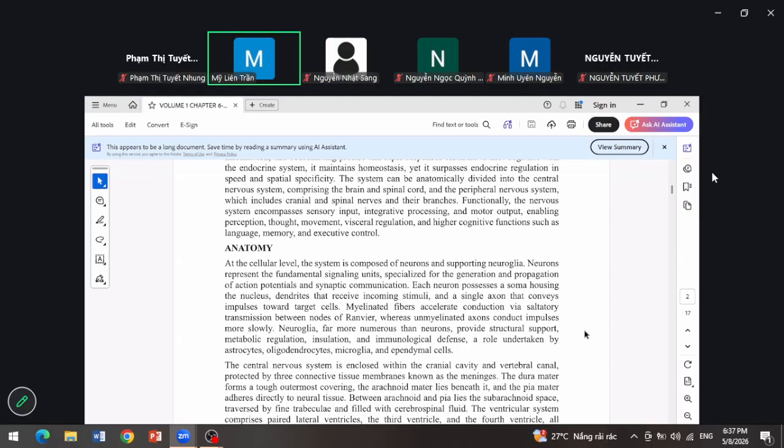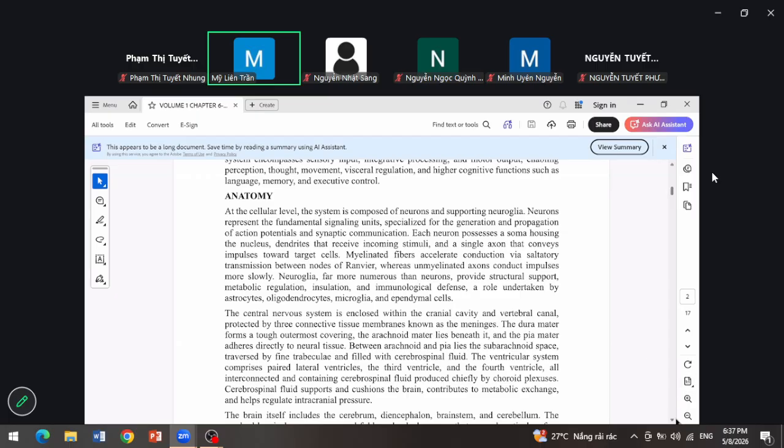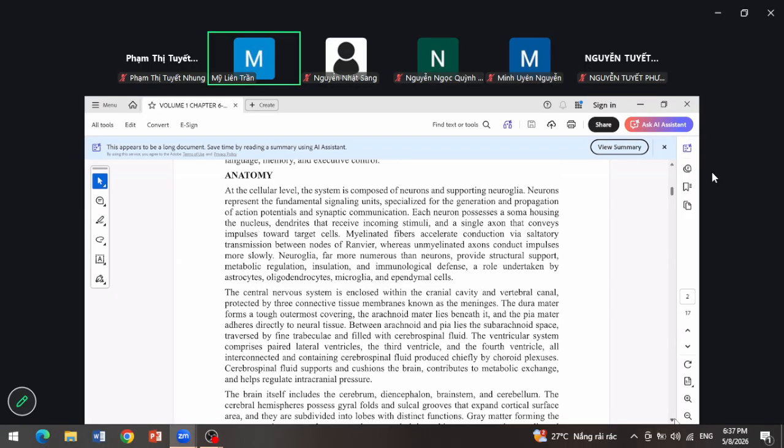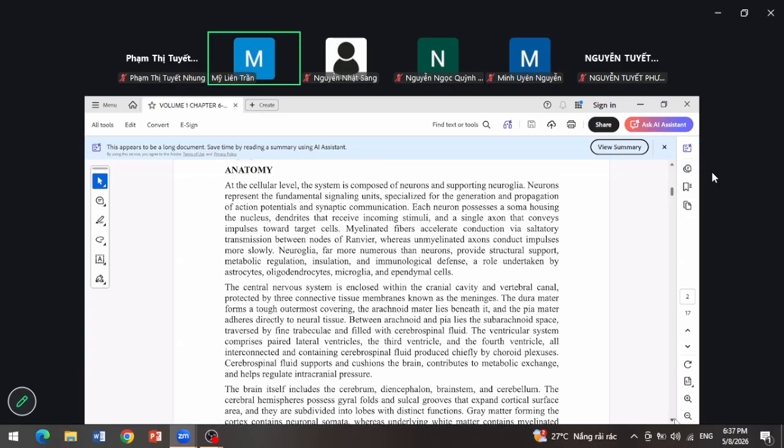Anatomy. At the cellular level, the system is composed of neurons and supporting neuroglia. Neurons represent the fundamental signaling units specialized for the generation and propagation of action potentials and synaptic communication. Each neuron possesses a soma housing the nucleus, dendrites that receive incoming stimuli, and a single axon that conveys impulses toward target cells. Myelinated fibers accelerate conduction via saltatory transmission between nodes of Ranvier, whereas unmyelinated axons conduct impulses more slowly.